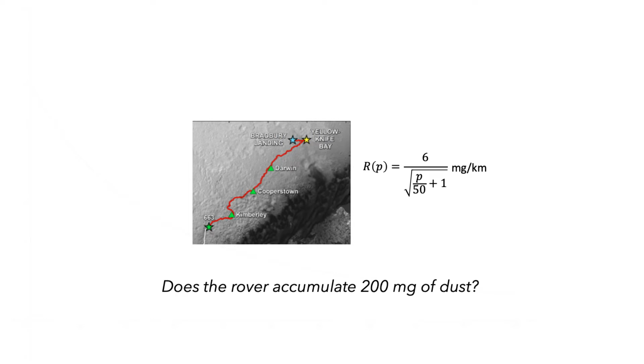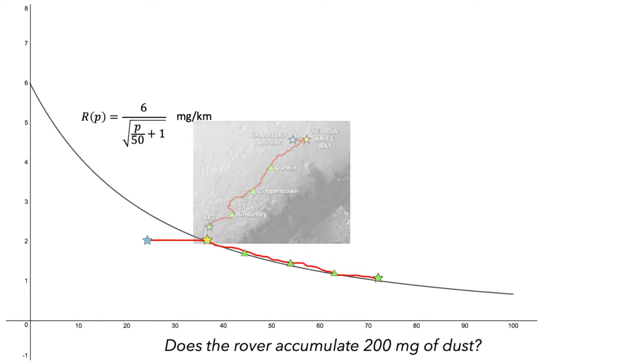The rover is following a 100-kilometer path. The rate at which dust will accumulate on the solar panels can be modeled using this function, where p is the position along the path, and r of p is measured in milligrams of dust per kilometer traveled. The goal is to figure out whether the rover's solar panels will accumulate 200 milligrams of dust if it follows this route. To get started, let's look at a graph of the dust accumulation function.